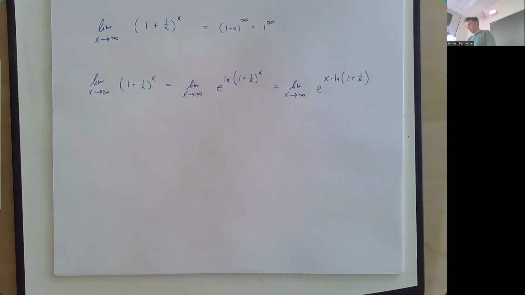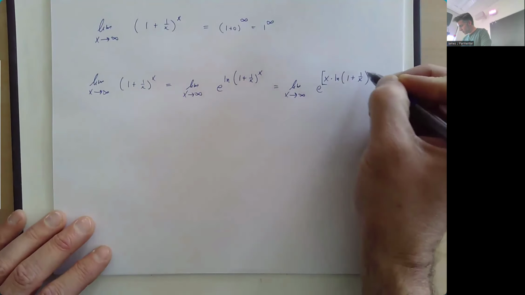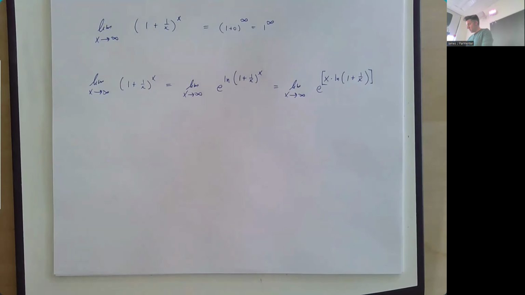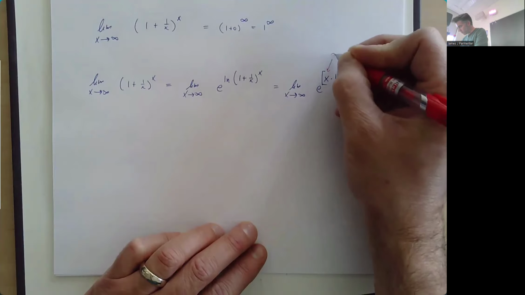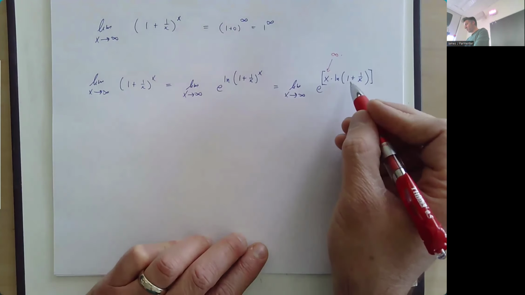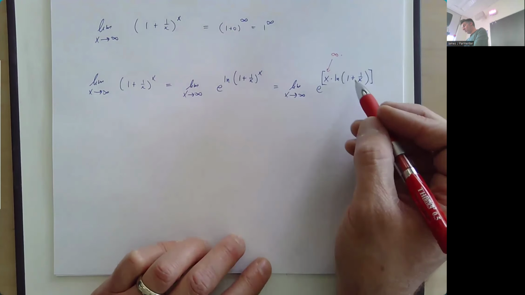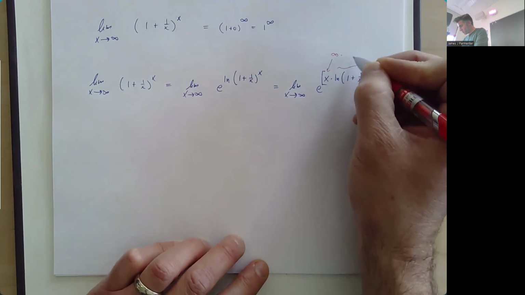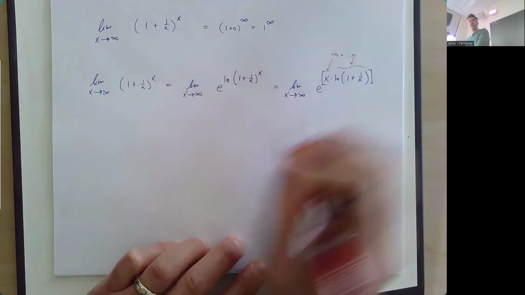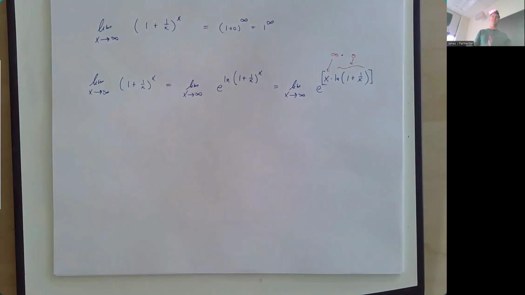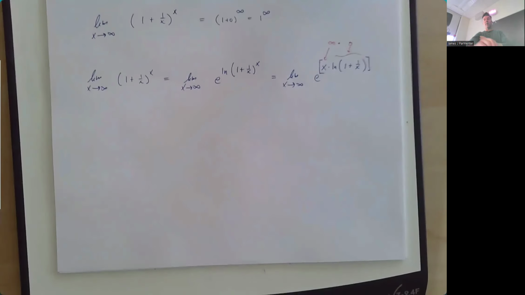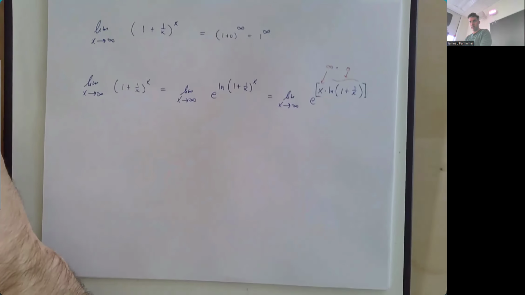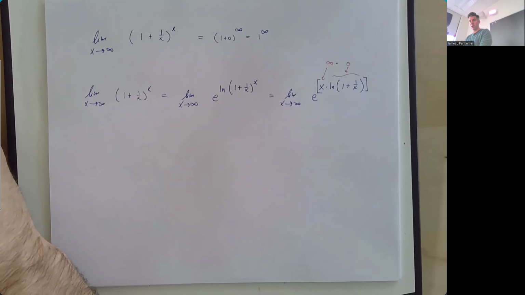And now in your exponent, you have an infinity times a 0. x is going to infinity. Natural log of 1 plus 1 over x, well, 1 over x is going to 0. 1 plus 0 is 1, and the natural log of 1 is 0. So you have an infinity times 0, which we know is also an indeterminate form. So we're going to rewrite it in a way that is fractional. Sorry, I just bumped the camera.